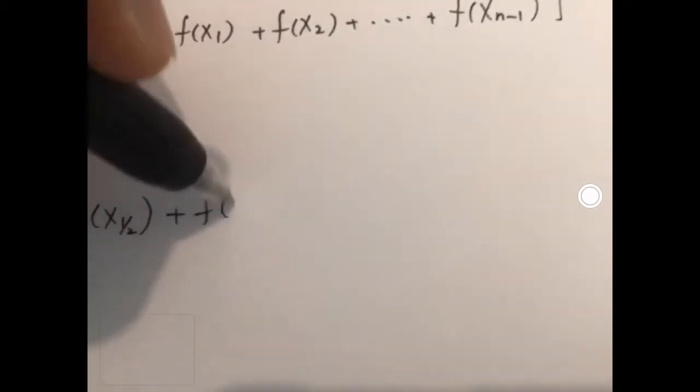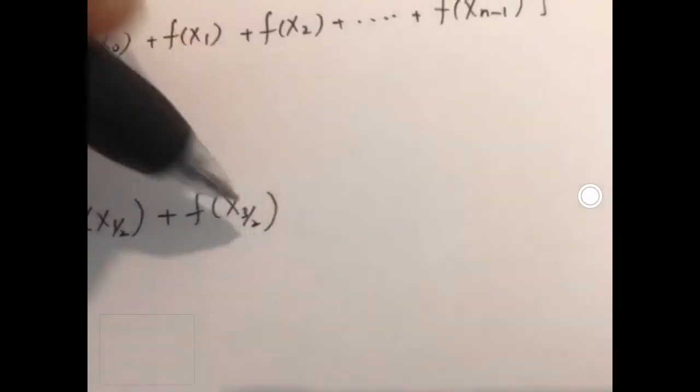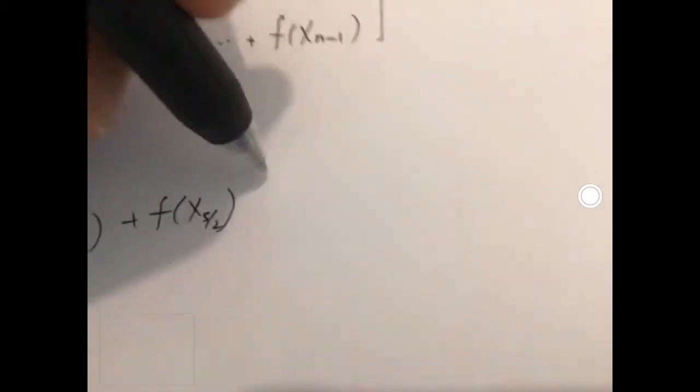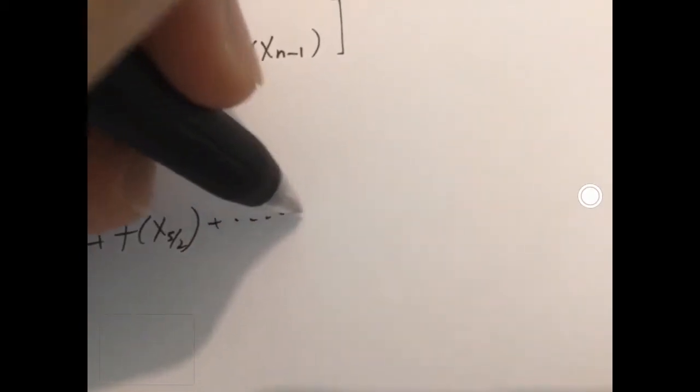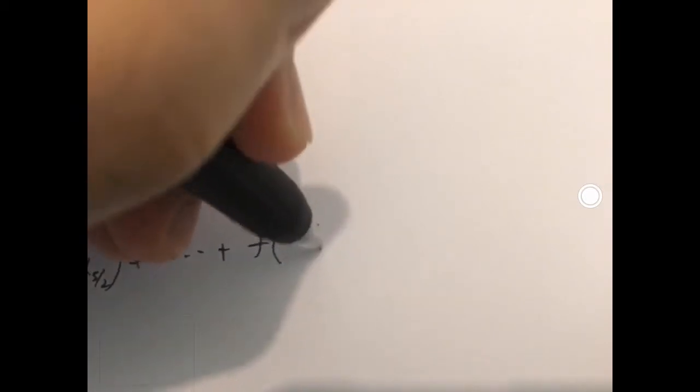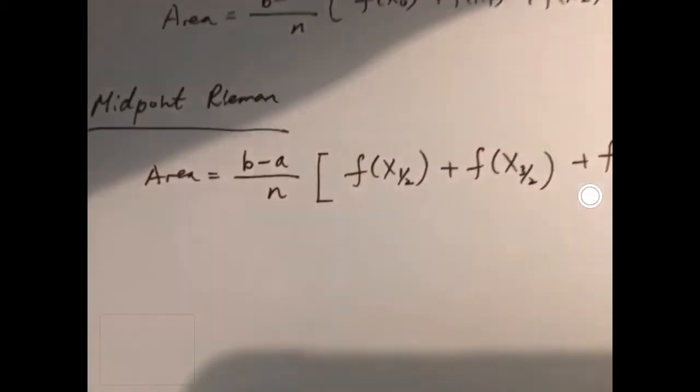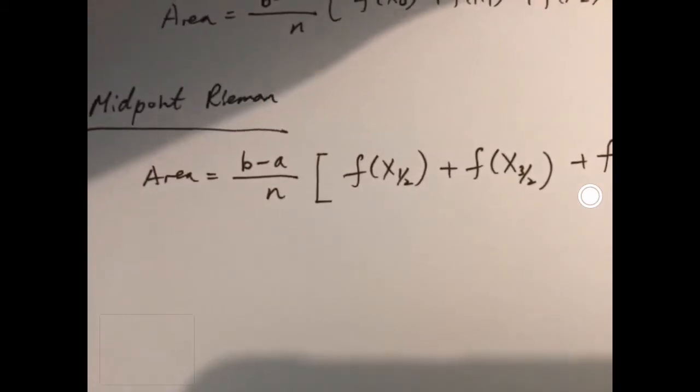So this would be the textbook definition of a midpoint Riemann sum. But personally, I think it's better to know what the graph looks like than to just memorize the equation in the textbook, because that really demonstrates that you understand the concept instead of just memorizing the whole equation.